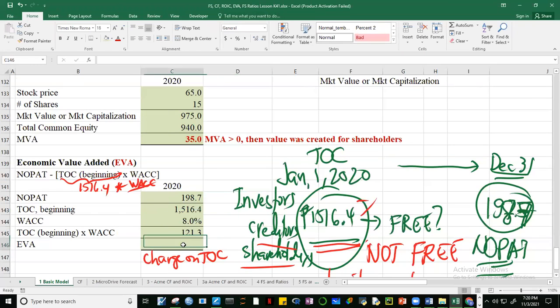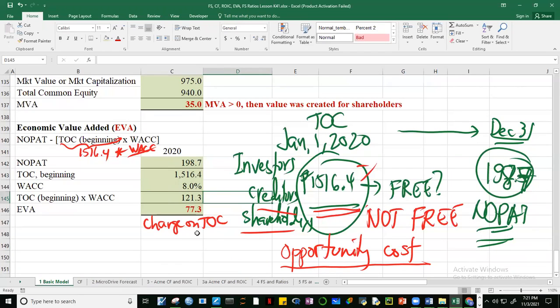Therefore, guys, we can now compare. The company generated NOPAT of 198.7 and they were charged 121.3. Therefore, this is called economic value added. Notice that this is not net income. One good thing about EVA is that it does not consider the total operating capital as free. Unlike other measures, like net income after tax, which don't consider the capital charge, in EVA we consider the capital charge. And capital charge is 121.3.